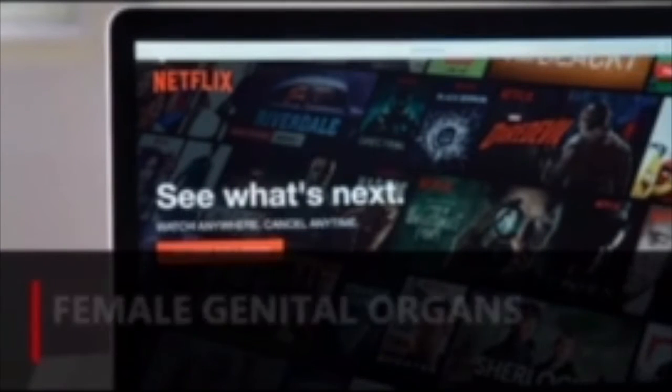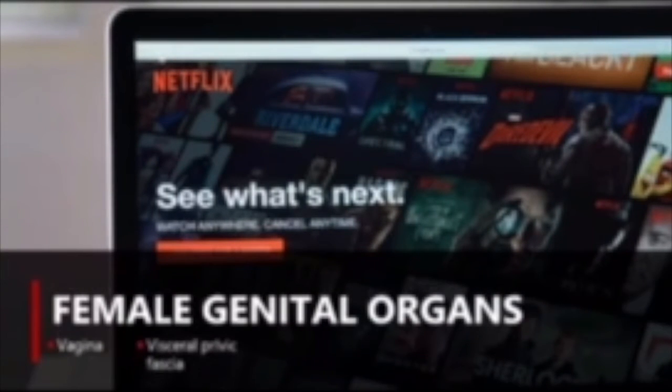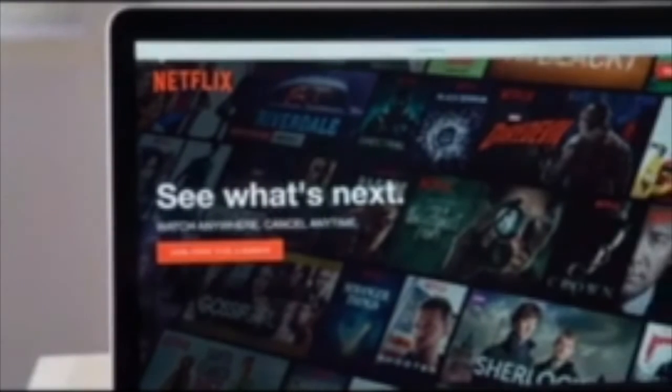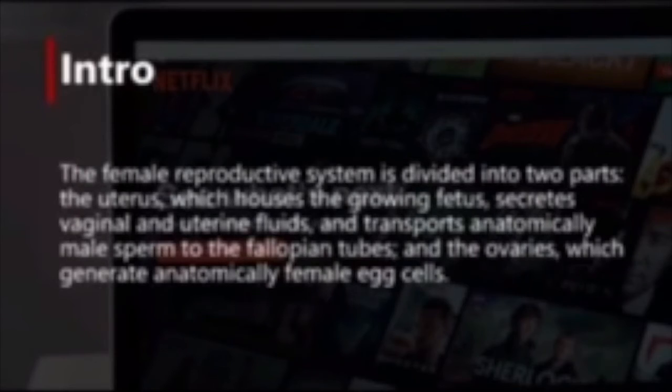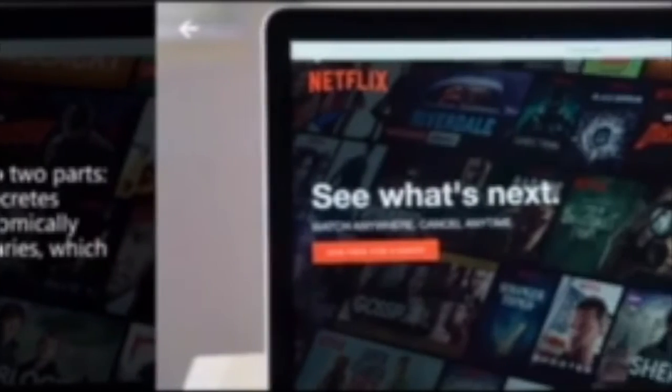Next, our topic is the female genital organs. The female genital organs include the vagina, visceral pelvic fascia, and peritoneum. The female reproductive system is divided into two parts: the uterus, which houses the growing fetus, secretes vaginal and uterine fluids, and transports male sperm to the fallopian tubes, and the ovaries, which generate female egg cells.